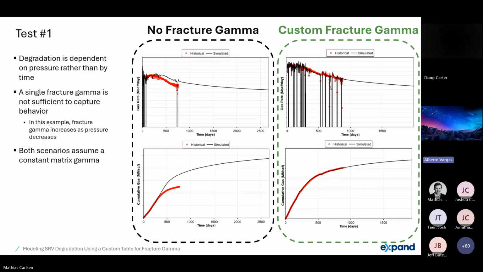How do we do? On the left-hand side, you can see what our history matches have looked like historically. It's so frustrating. For a year we look good, and then after a year we just lose that productivity and we cannot get a match. Using the custom fracture gamma though, it's a fantastic fit.